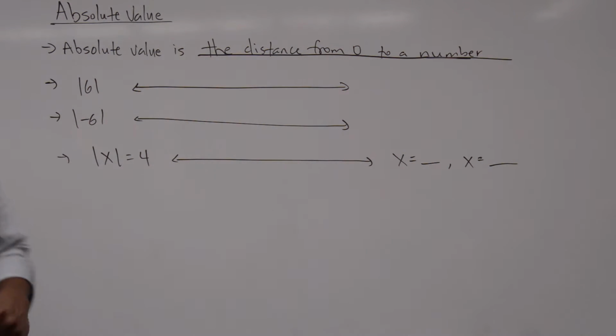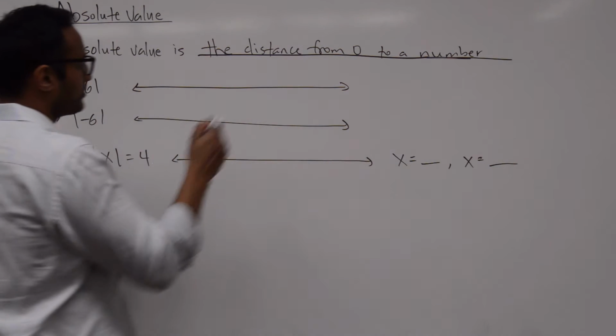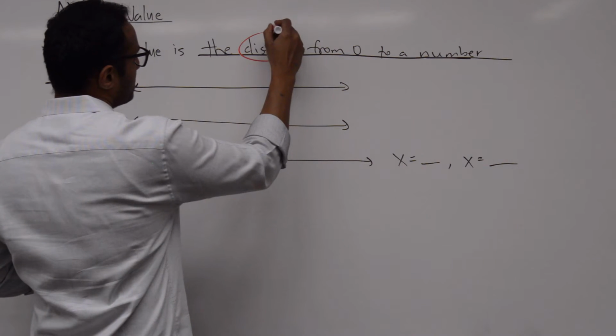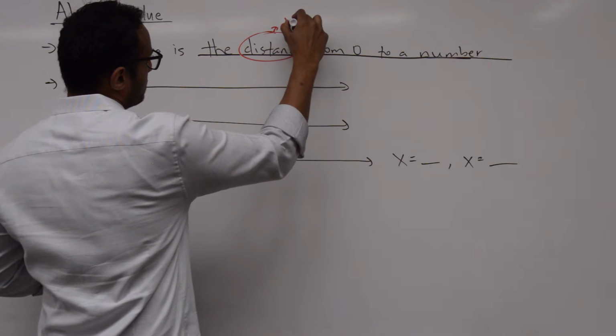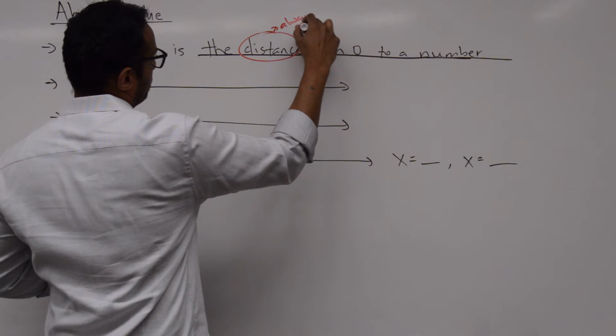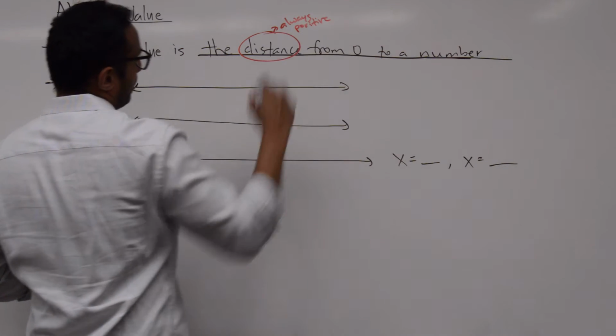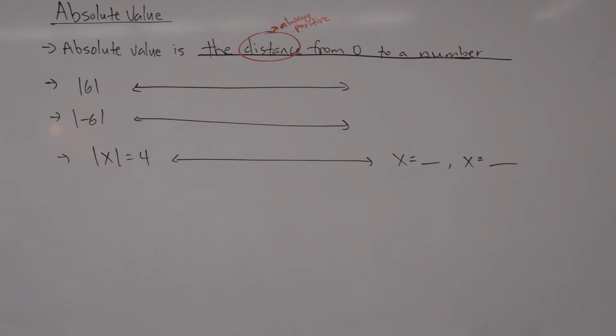Now, because it's the distance from 0 to a number, distance, it can never be negative. Distance is always positive, which is why absolute value is always going to be positive. Let's see some examples. Let's do a graphical representation of the absolute value of 6.